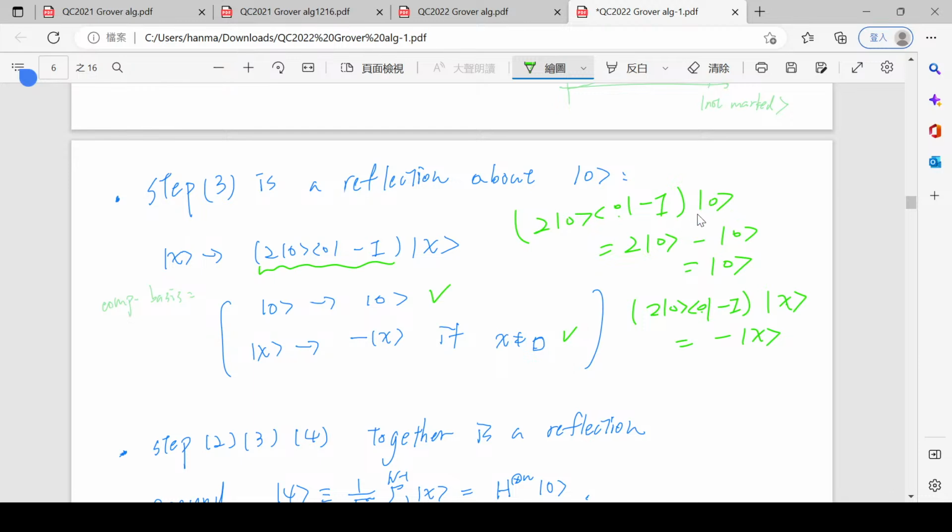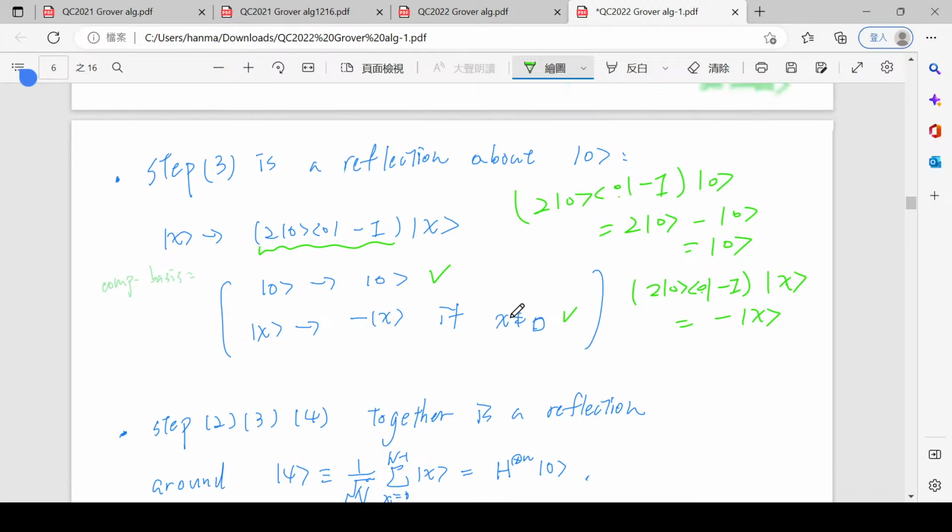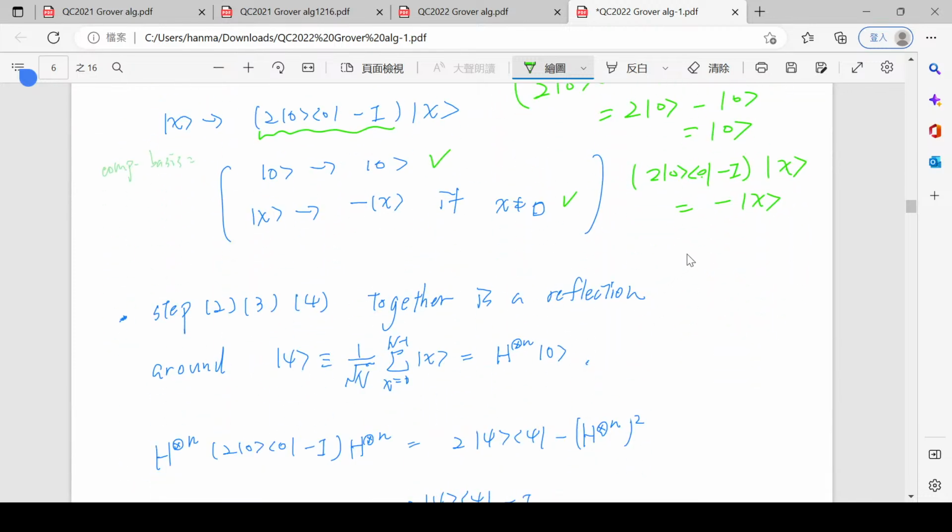So you see that this thing does exactly this on computational basis states. And this is a reflection. It's a little hard to imagine high dimensional space, but if you draw this in 2 dimensions, say you have a state 0 here and some x here that's perpendicular to 0, and you have a vector that has some component in 0 and some component in x, and you apply this thing, then you see this component get a minus sign.